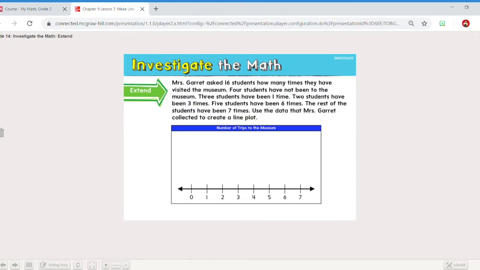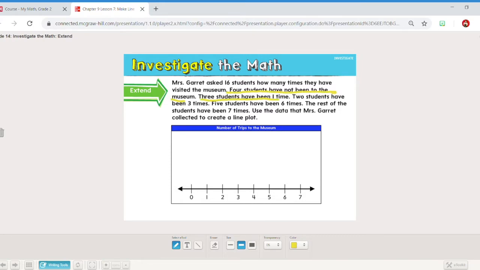All right, sometimes they'll give you all the information in a very big paragraph, just like this. So we're going to read the paragraph together, underlining important information. Mrs. Garrett asked 16 students how many times they visited the museum. 4 students have not been to the museum.